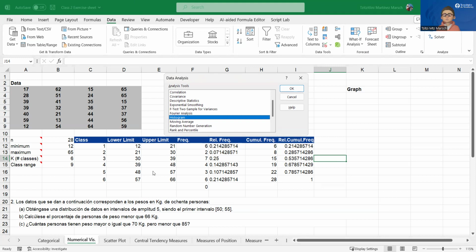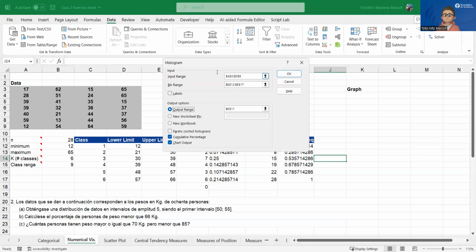So this is information we are going to have to do by hand, but once we have that, we can go to histogram. We can put our input range right here, and our upper limits here. Since we did it in class, that's why it still has the information. Now we want our output range, and I'm going to put it out here so we can see it. I'm going to ask for my cumulative percentage, which is my cumulative relative frequency, and for my chart output, I want to see my histogram.